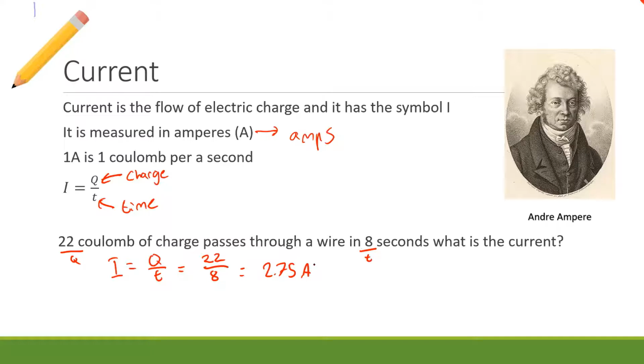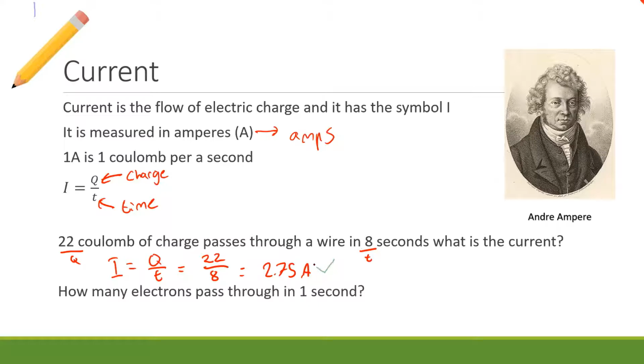Okay, so that's one way to do it. That's pretty much how you would do it. We could also rearrange that formula to find out how much charge goes in a certain amount of time. Okay, cool. Next, how many electrons pass through in 1 second?